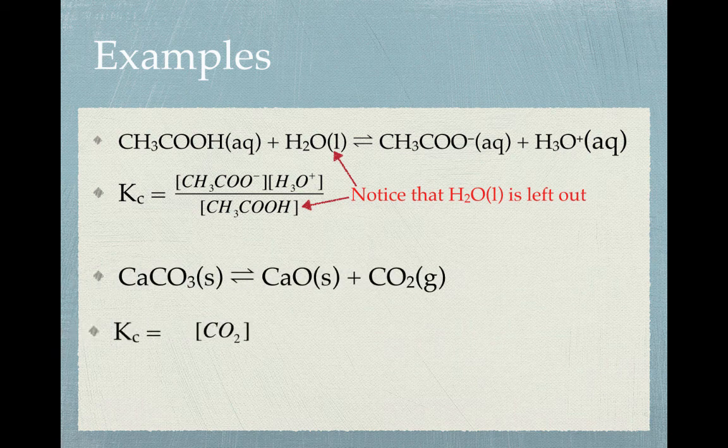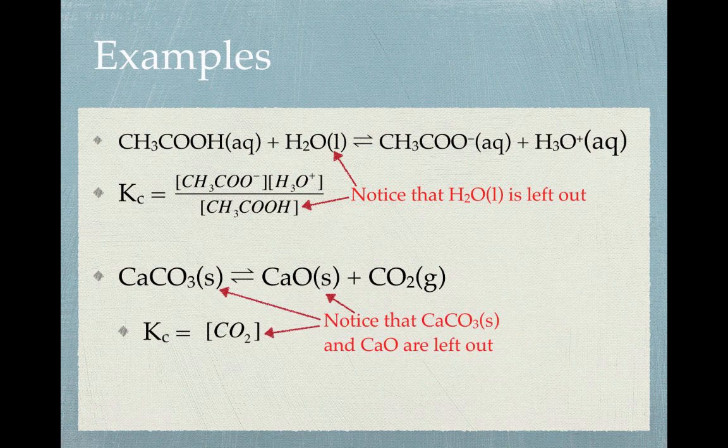Let's look at another one here. So the decomposition of calcium carbonate solid, it decomposes into calcium oxide solid and carbon dioxide gas. And again, when we write the Kc here, it's just the concentration of CO2. We've left out the calcium carbonate and the calcium oxide because those are solids. That means their concentrations don't change and their values are already worked into the value for Kc.